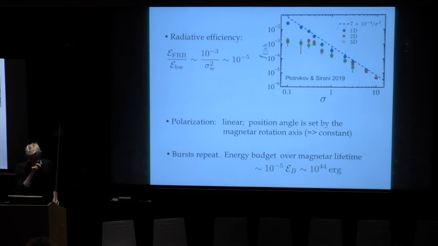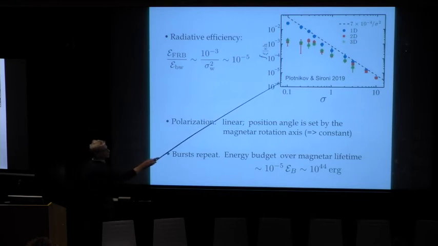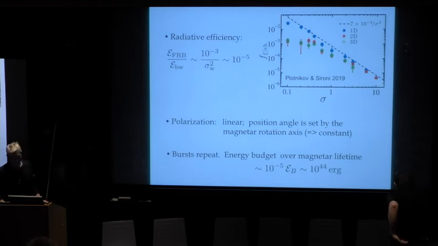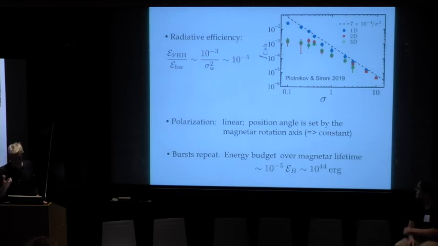Radiative efficiency of this thing, we will discuss it in more detail. This is one plot from the recent paper with Plotnikov, just numerical simulations, and you can see that it's pretty high, 10^-5. That's just sufficient to feed many thousands of bursts using the magnetar energy budget.